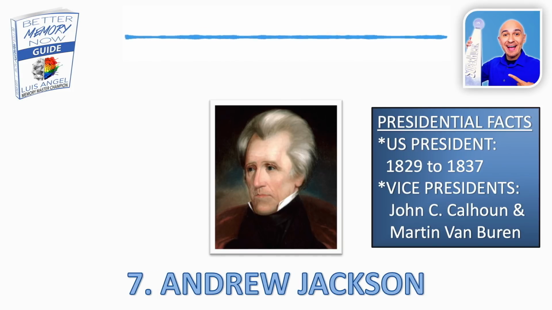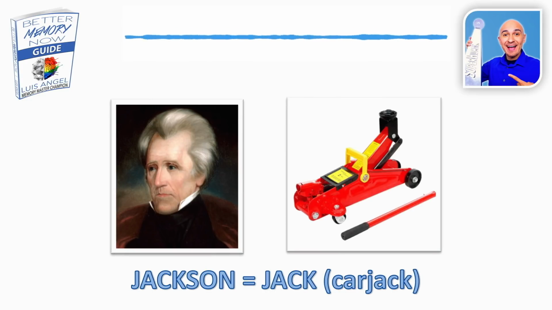The seventh president is Andrew Jackson. He was president from 1829 through 1837. His vice presidents were, for the first term, John C. Calhoun. For the second term, Martin Van Buren, who was also the eighth president, but we'll get to that in a moment. For Jackson, I picture a jack, like a car jack that you lift a car up to change the tire. I picture a jack for Jackson. Then I'll place that on my seventh location.